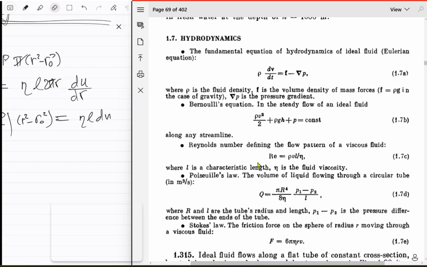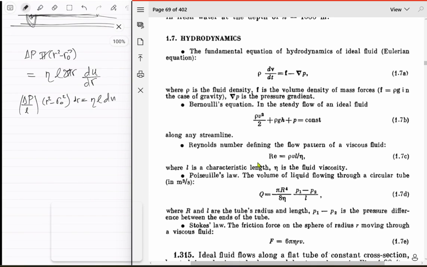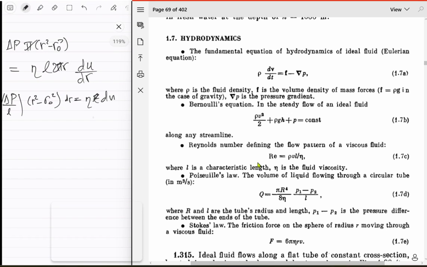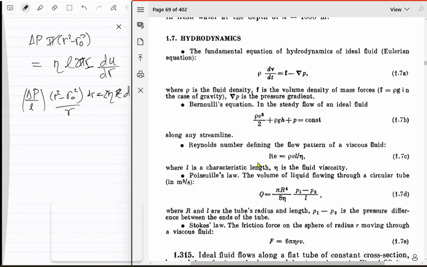So that dr actually goes over here, just becomes this thing. Awesome. And now you can integrate to get u, right? Yes. So we just have eta. Oh, that L is not here anymore. Oh, that 2 is here though. So you just have this. And also there's this r, so you have to put that. So what you have is delta p upon L times r squared minus r naught squared upon r.